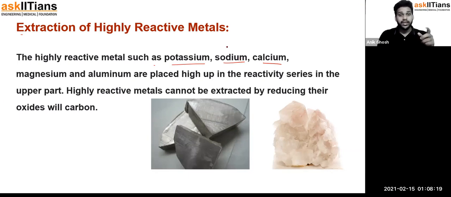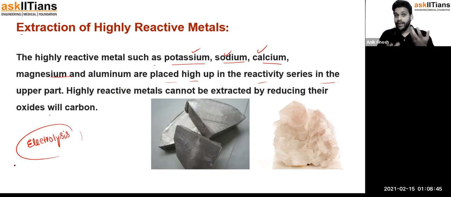reactive elements, right? So, if you just want to separate them out, magnesium and aluminium are placed high up in the reactivity series, and if you just want to take them out, you have to do it via electrolysis, because they are very reactive. Okay, and you cannot separate them out with the help of reduction processes.